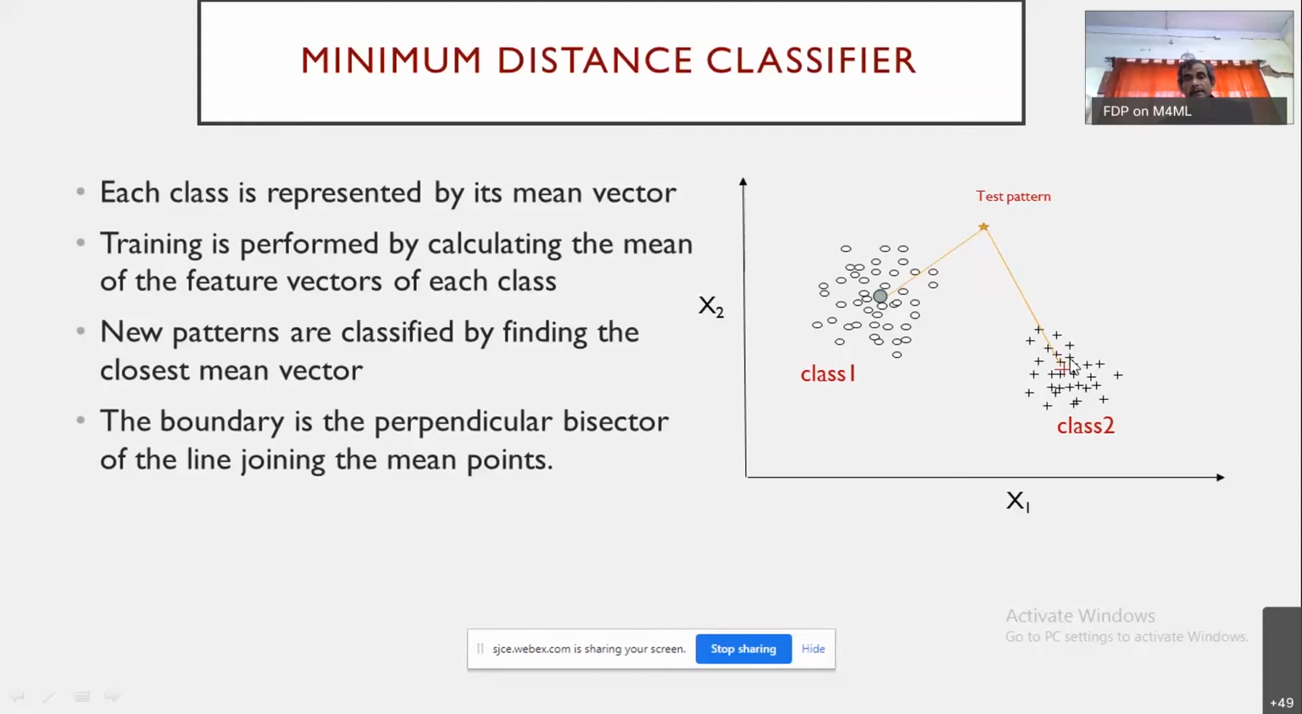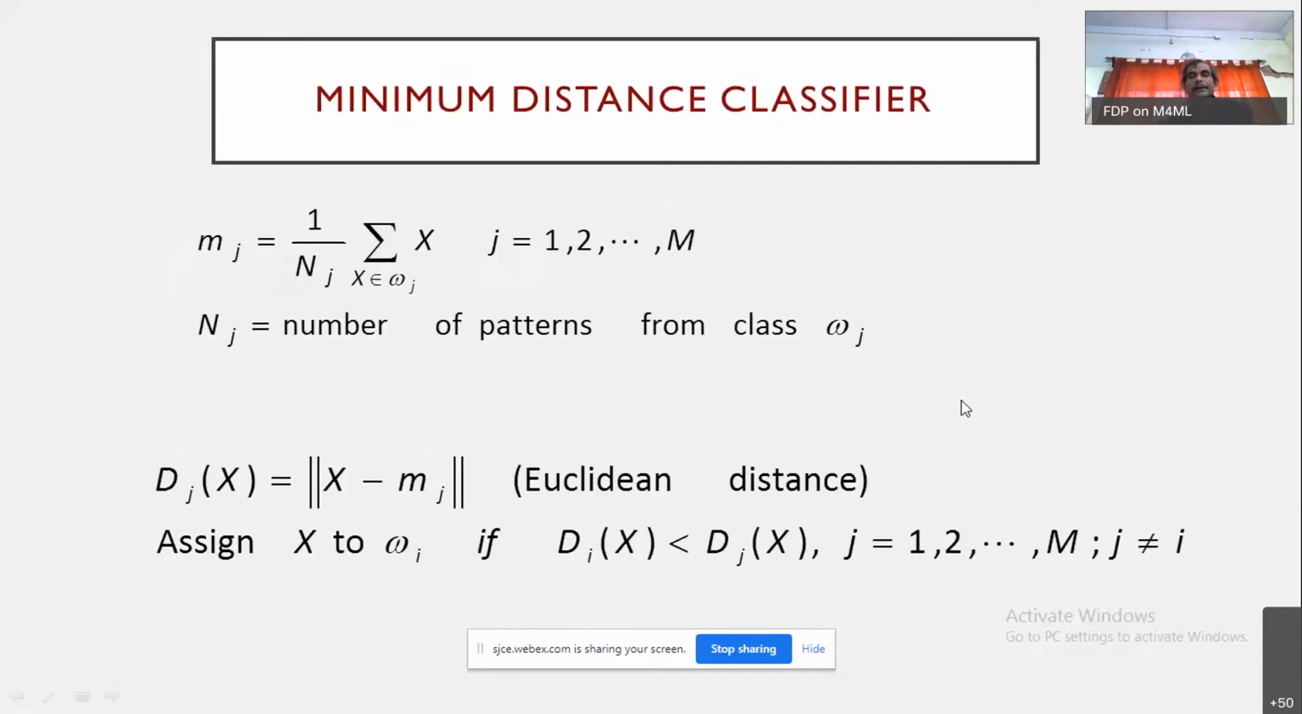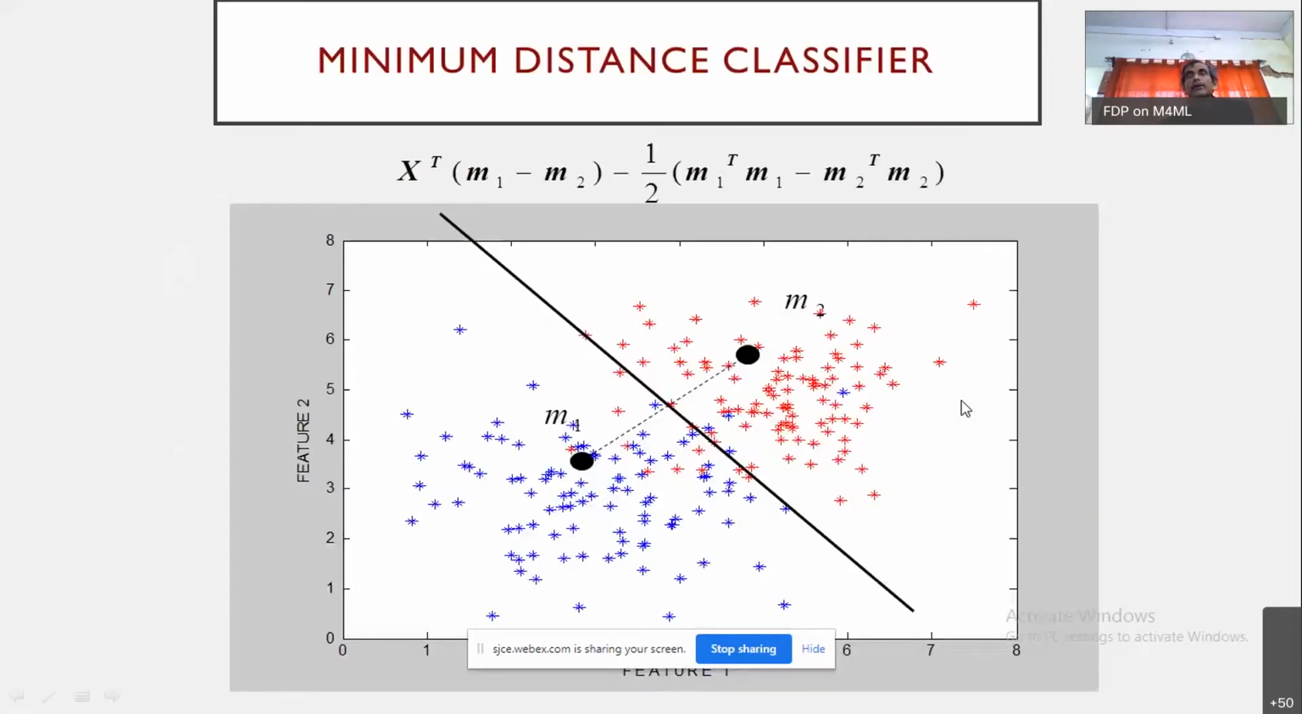Whichever is the farthest, I don't classify to that. It's a very simple case. So this is the intuition, this is the logic. Now, what is the mathematics behind it? If you do the mathematics, you will see that the boundary for this sort of rule is nothing but the perpendicular bisector of the line joining these two mean values.